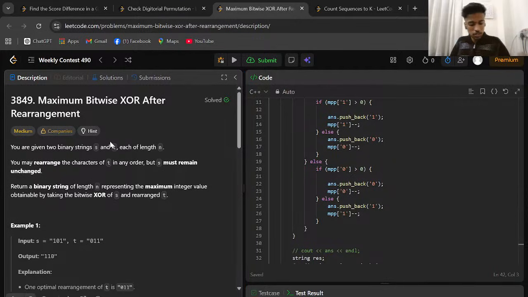What does the third question state? It is another easy question, I would say. Today's contest was not too difficult. It was an easy contest. The contest was on the easy side only. So here is another easy question.